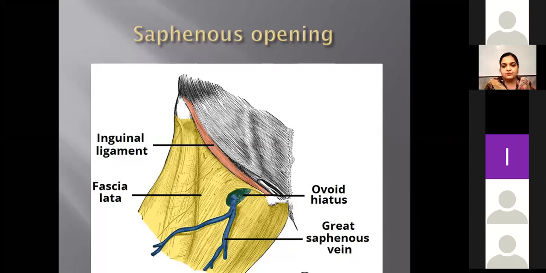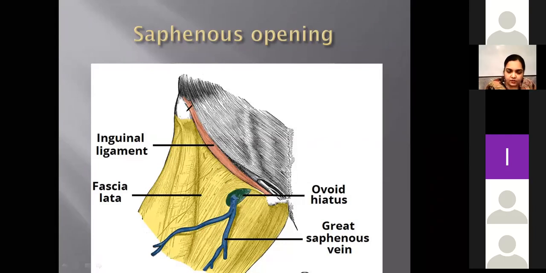Now talking about the saphenous opening, there is a small opening, very small, minute, tiny opening. This small opening is present 3 to 4 centimeters inferolateral to the pubic tubercle. This is the pubic tubercle. We have the whole hip bone, right or left, and the two hip bones join together to form the pelvis. Inferolateral to the pubic tubercle, 3 to 4 centimeters, there is a small tiny opening, an ovoid hiatus, called the saphenous opening.